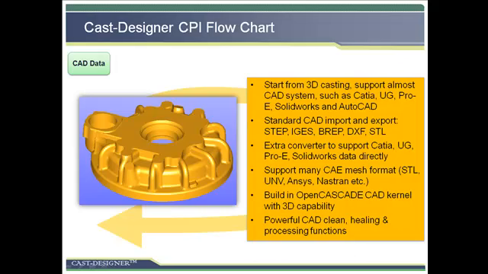The workflow chart of Cast-Designer CPI is quite simple. The start point is CAD data. Cast-Designer CPI starts from the 3D casting, which may come from different CAD systems, such as CATIA, Unigraphics, Pro Engineer, SolidWorks, AutoCAD or others. The standard CAD import and export formats include STEP, IGES, DXF and STL. We also have several extra converters to support the native file formats of CATIA, Unigraphics, Pro Engineer and SolidWorks data directly, but an additional license fee is required.